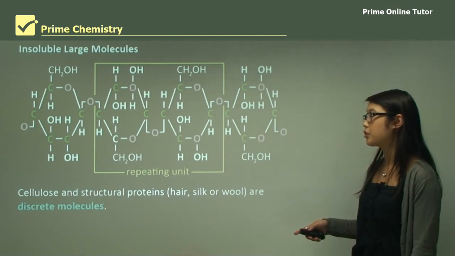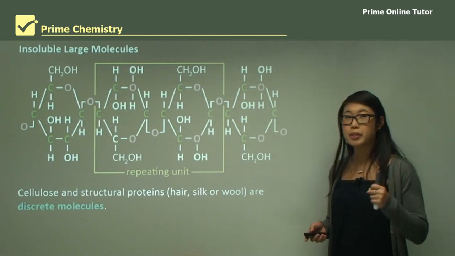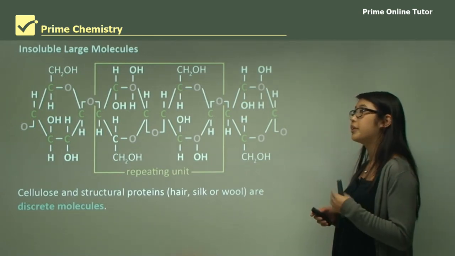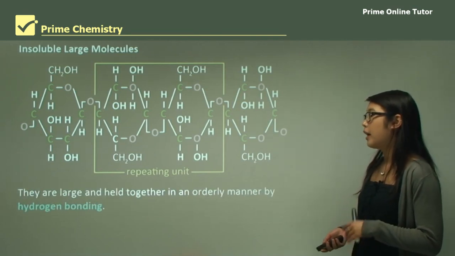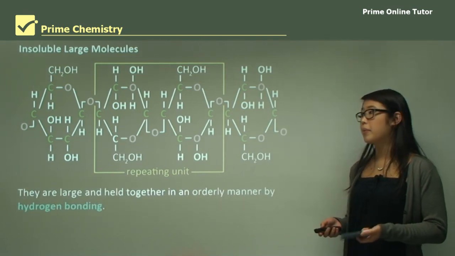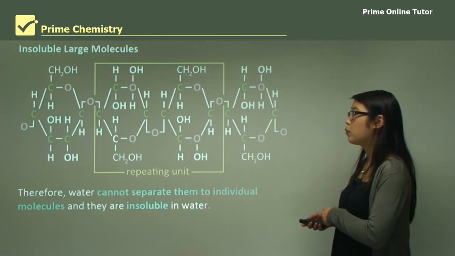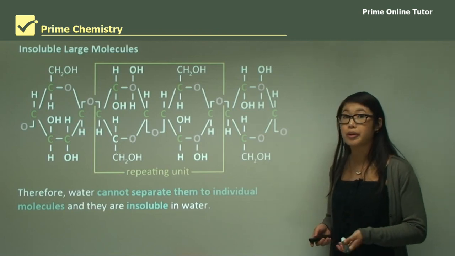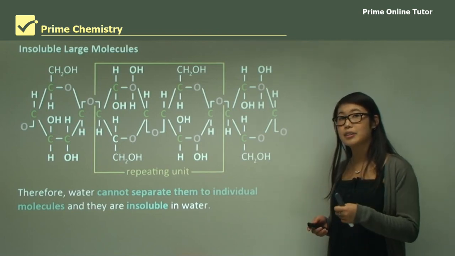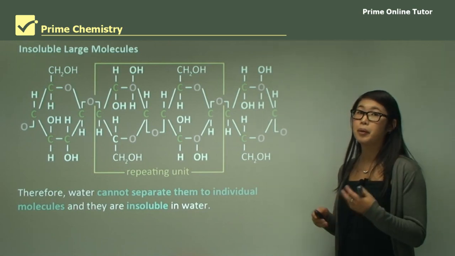So cellulose and structural proteins like hair, silk and wool are all discrete molecules. That means they form specific molecules. They're not bound to anything else or interact with anything else. And they're large and held together in an orderly manner by hydrogen bonding, like DNA. Therefore, water cannot separate them into individual molecules, and therefore they're insoluble in water, because the water can't attack the intermolecular bonds because they're so big and those spaces cannot be penetrated by water.